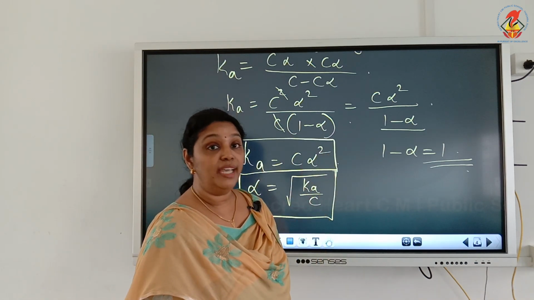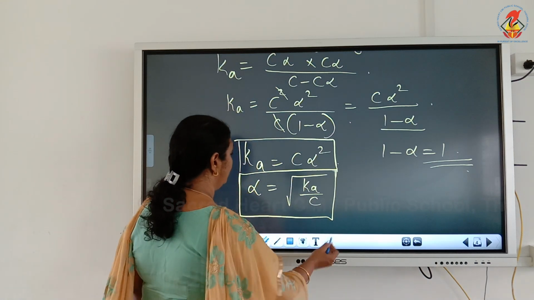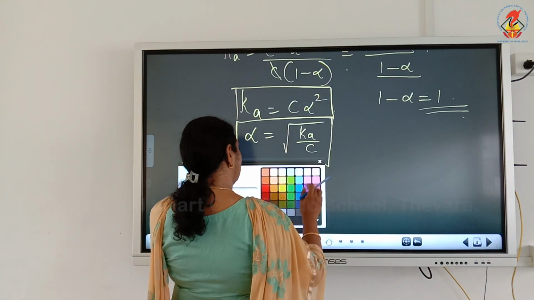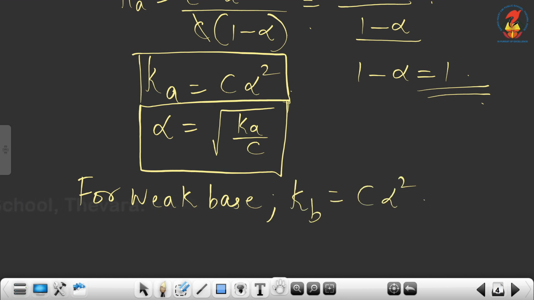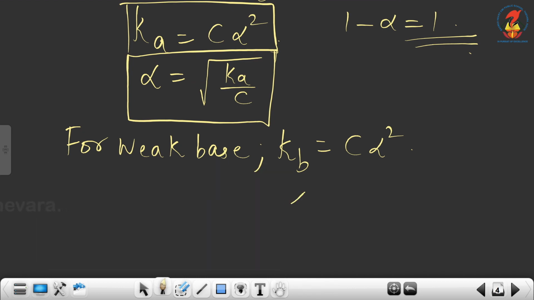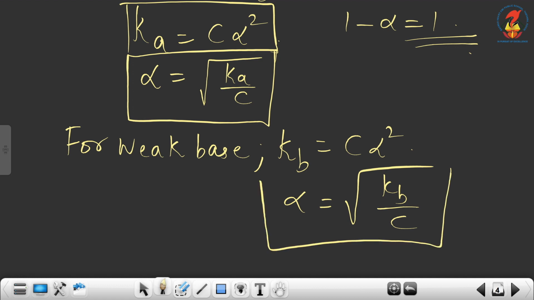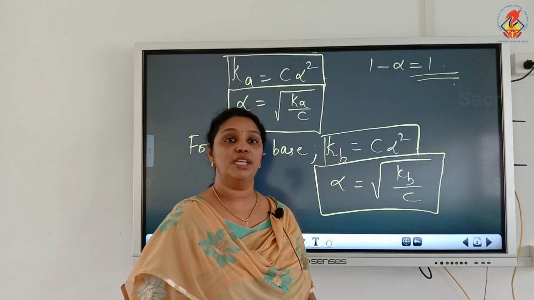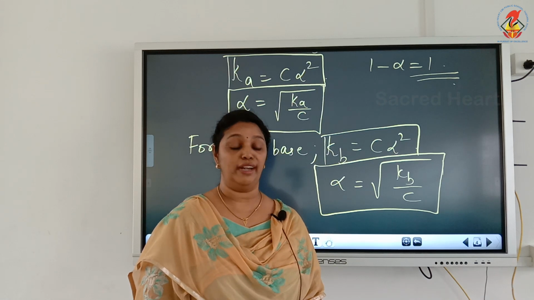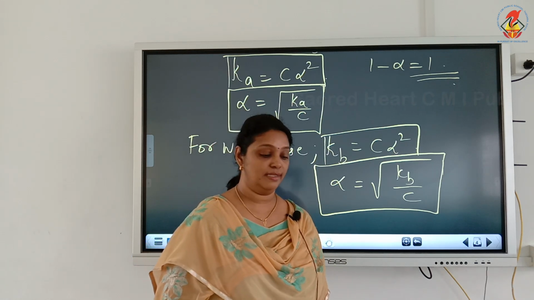Now if it's a weak base, what will be the expression for Kb? For a weak base, we have Kb is equal to C alpha square. So what will be the degree of ionization alpha for a weak base? Square root of Kb by C. So these two expressions are for weak bases, that is, to find the dissociation constant of a weak base and the degree of ionization of a weak base.